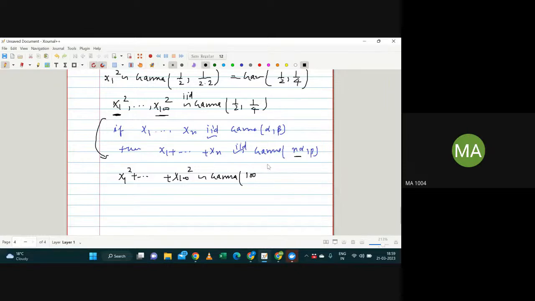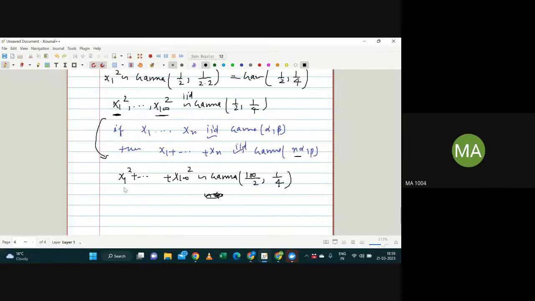So what is the alpha? It is half, 1 by 2. What is the beta? Beta will be the same, 1 by 4. These are the parameters, right? Yes, sir. Now it will be gamma. Let's make it 100 count.